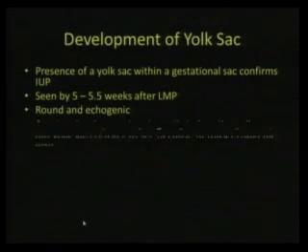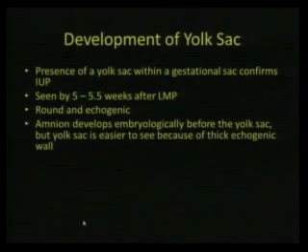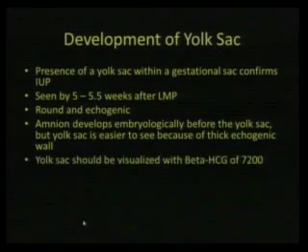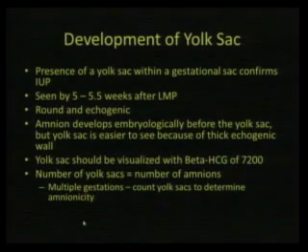It's going to be round and echogenic, and the amnion develops embryologically before the yolk sac, but the yolk sac is easier to see because it's got a thicker echogenic wall. And it should be visualized once your beta hits about 7,200. You should be able to see a yolk sac inside the gestational sac. Remember, the number of yolk sacs equals the number of amnions.